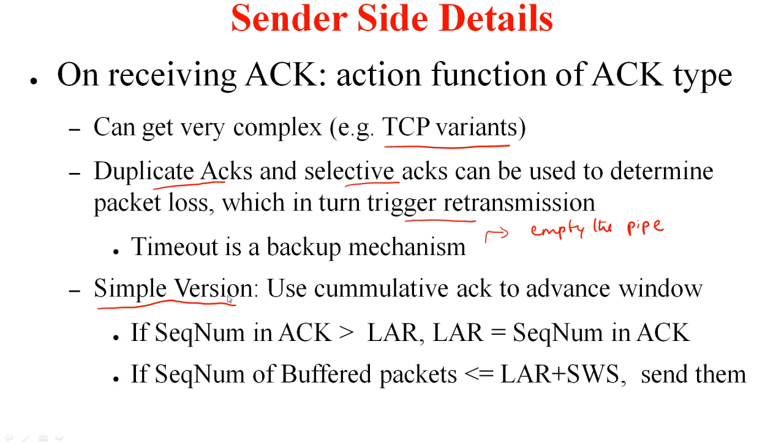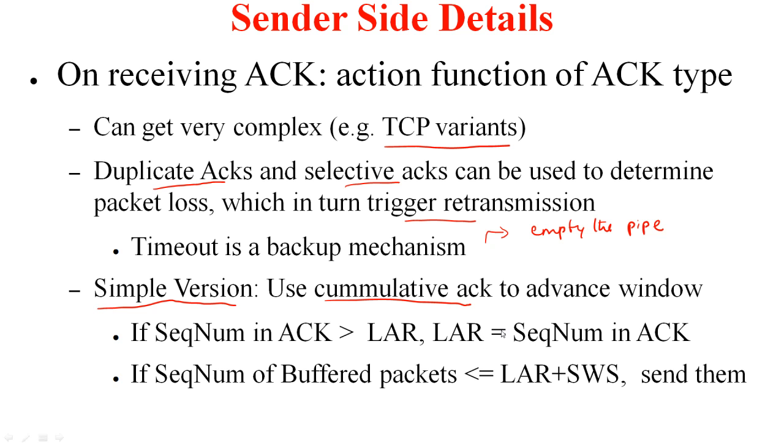In other words, whether you receive dupacks or selective ACKs, you use the cumulative ACK field only to advance the window. The way this works is if the sequence number in the ACK is greater than LAR, you're going to set LAR equal to the sequence number in the ACK. Remember, LAR stands for last acknowledgement received. So you're going to move the left side of the window based on the cumulative ACK.